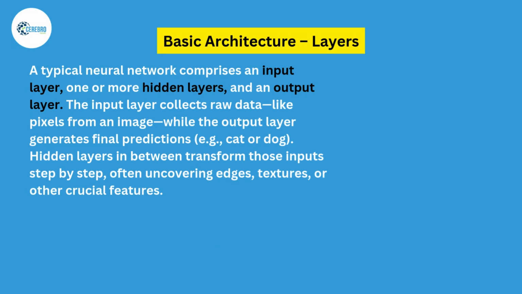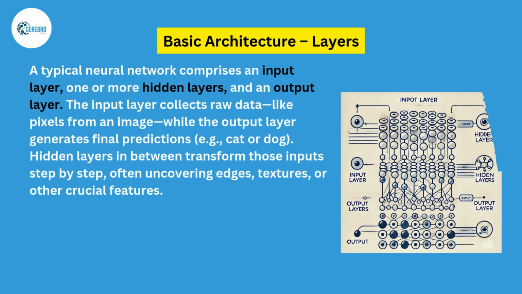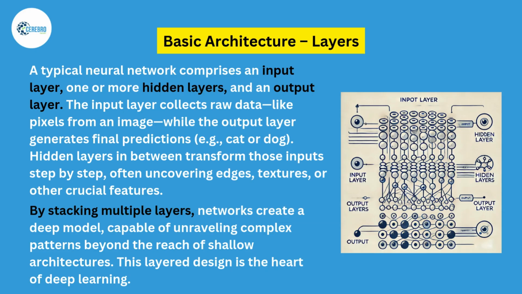A typical neural network comprises an input layer, one or more hidden layers, and an output layer. The input layer collects raw data, like pixels from an image, while the output layer generates final predictions, e.g., cat or dog. Hidden layers in between transform those inputs step by step, often uncovering edges, textures, or other crucial features. By stacking multiple layers, networks create a deep model capable of unraveling complex patterns beyond the reach of shallow architectures. This layered design is the heart of deep learning.